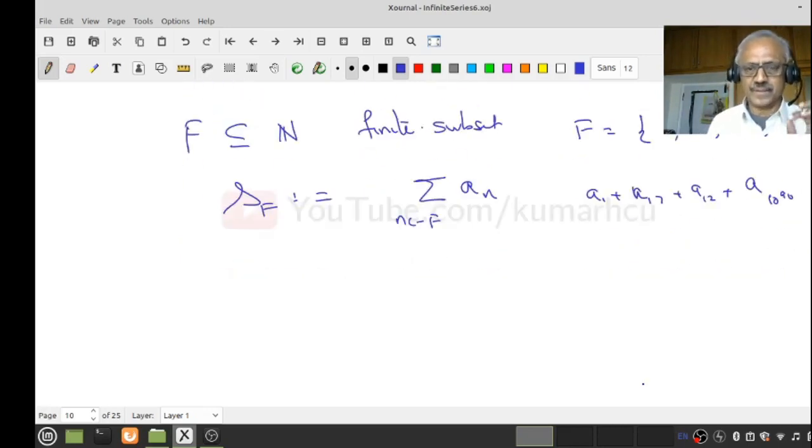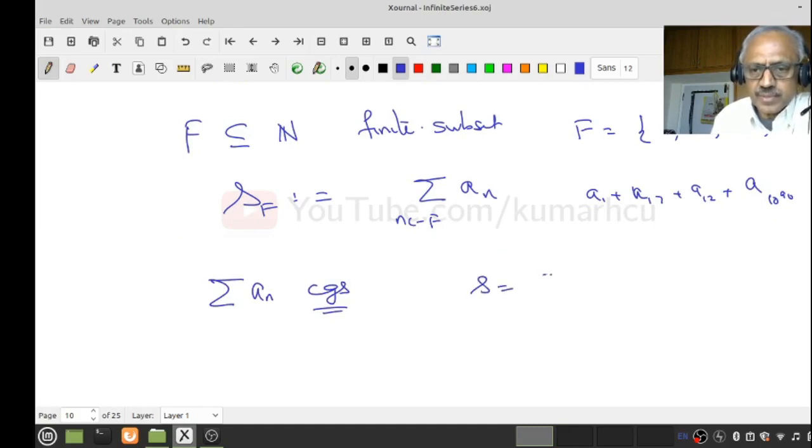Now let us assume the summation of a_n converges. Let us say S equals the summation of a_n. What does this mean? This S is the LUB of the S_n's.